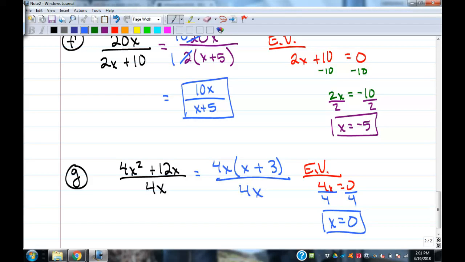Now, what matches? 4x and 4x. X plus 3. What's technically on the bottom? 1. Do we have to write that? No. Is it wrong if you do? No. Okay. So really, this is x plus 3 over 1. I'll just write it x plus 3 because that's the way you're going to see it. Factoring, key. Let's go a little further.